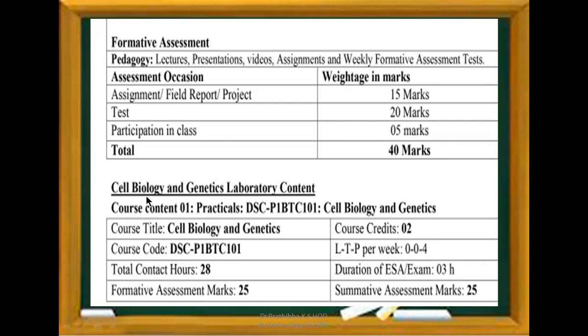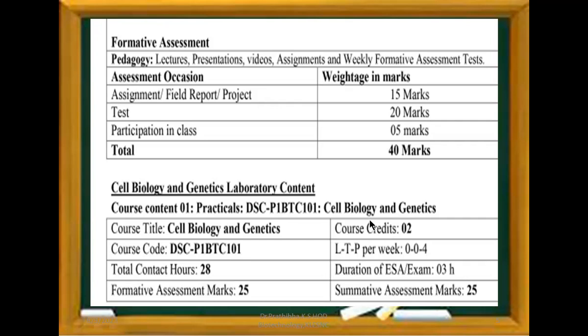Then the Cell Biology and Genetics laboratory content for your Cell Biology and Genetics Biotechnology paper 1. This is course code DSC P1 PTC 101. Here your assessment carries 25 marks. Practical IA marks carry 25 marks and your theory paper carries 40 marks. It means 35 marks you are writing.